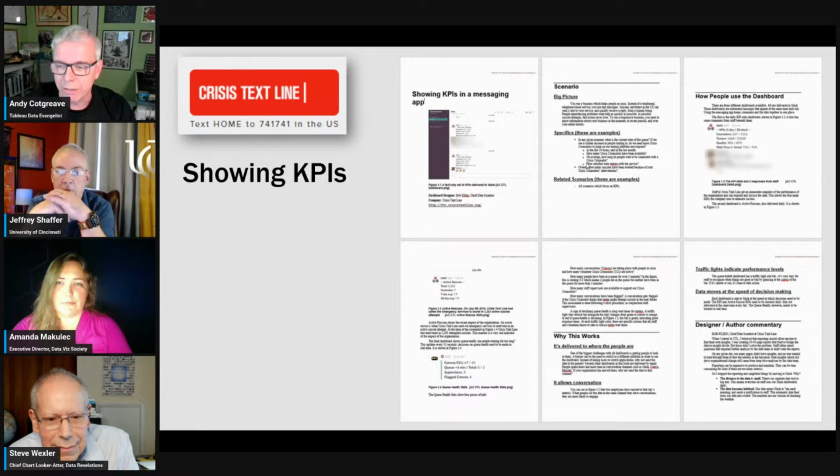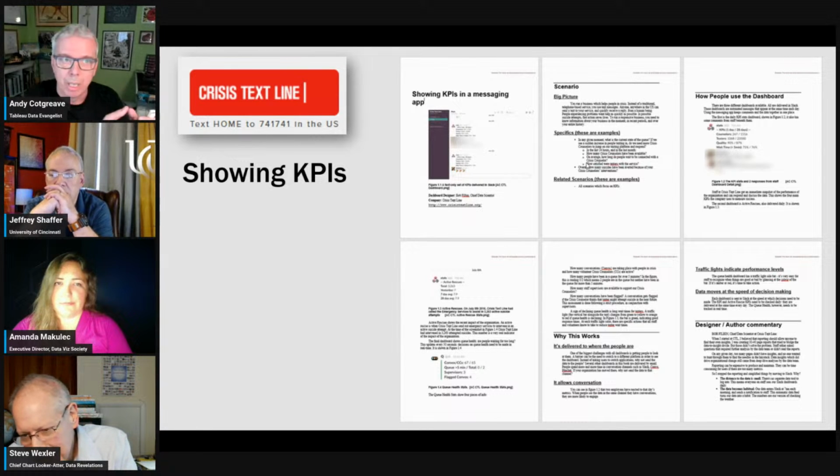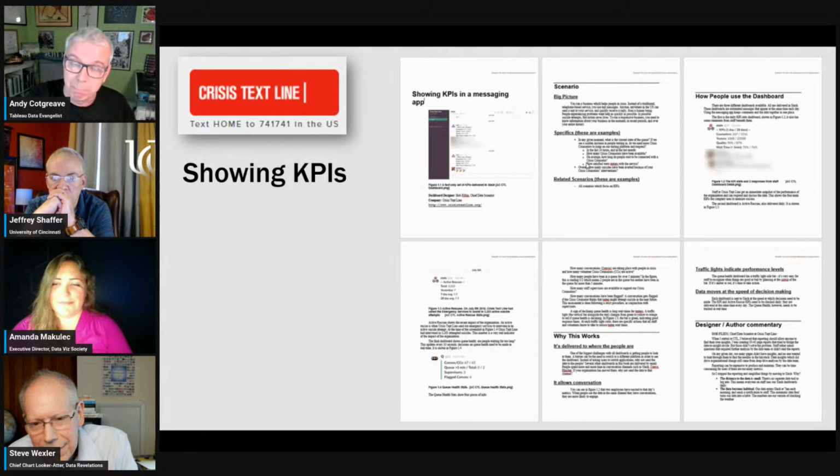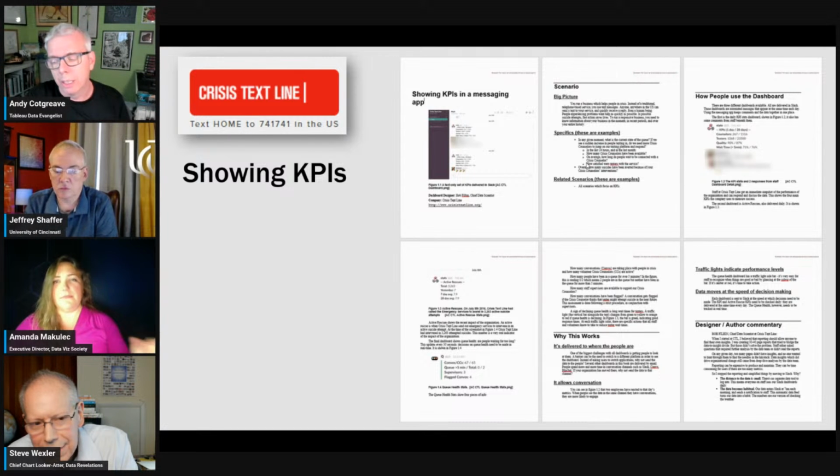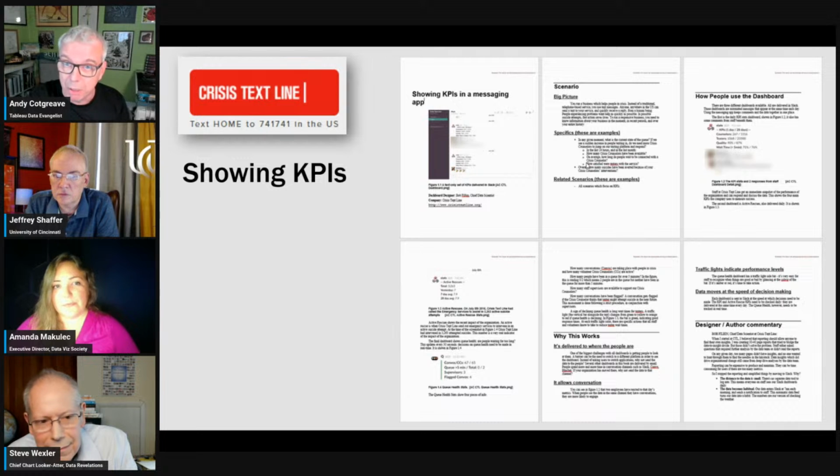Crisis Text Line is an organization that does counseling to people who are in dire need, essentially suicide risk. And through text messages, SMS, WhatsApp, they try and literally pull people back from the brink. So they do amazing work, really important work, and they have to work fast. So they need to be able to see their KPIs and their metrics really, really quickly with as minimal interruption to their flow of work as possible. And I think what Bob Philbin did at Crisis Text Line was amazing.